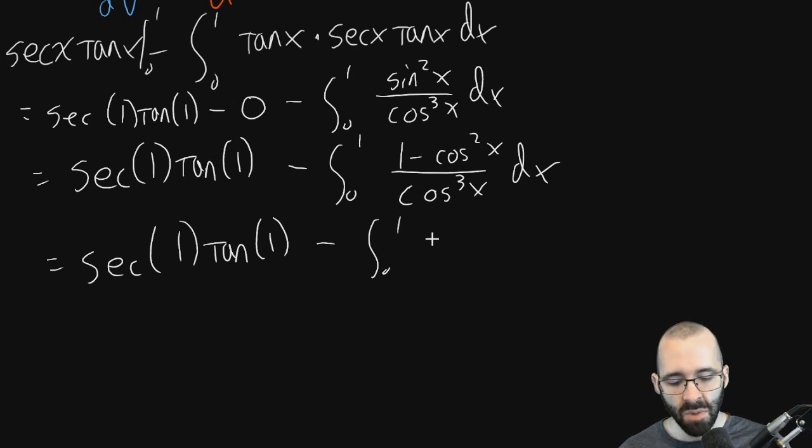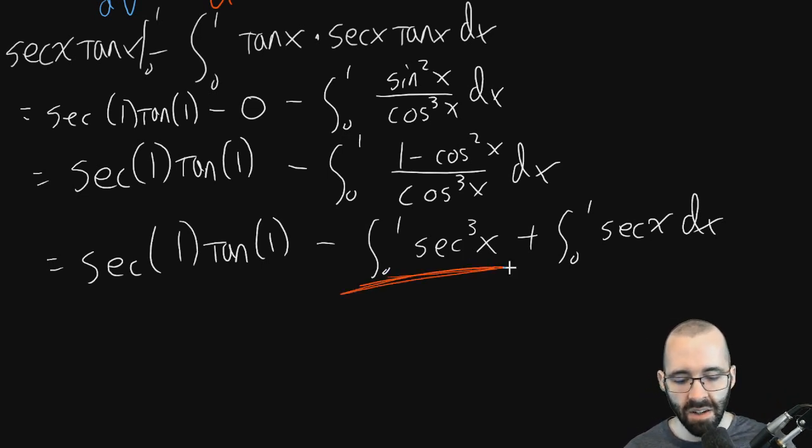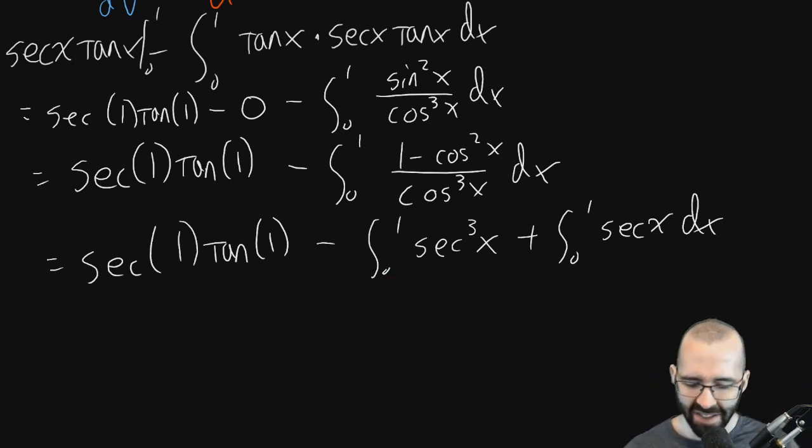1 over cosine cubed is secant cubed. And then we're subtracting a negative. So the second one just becomes secant. This is what we started with. But we can add it to both sides. So this will work. There might be an easier way of doing this. I'm not sure. But I do know that this will work.